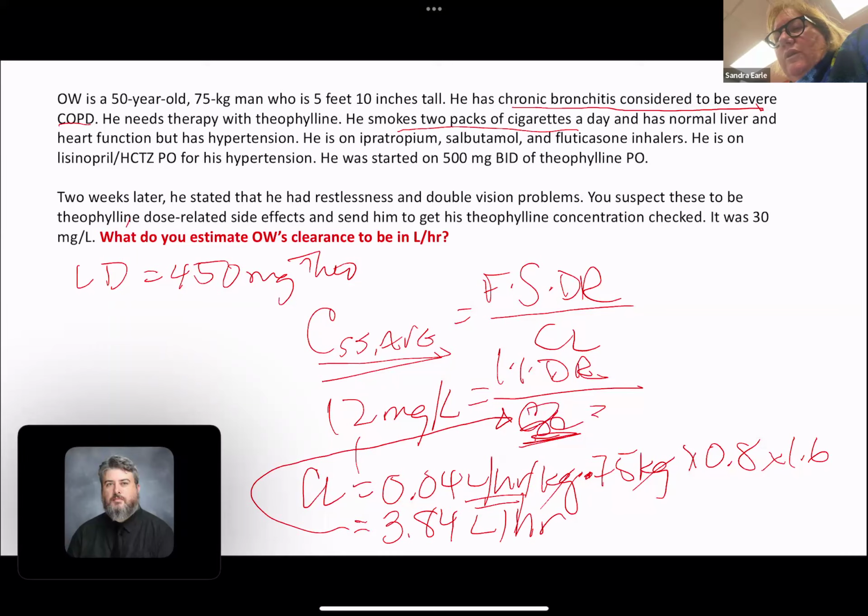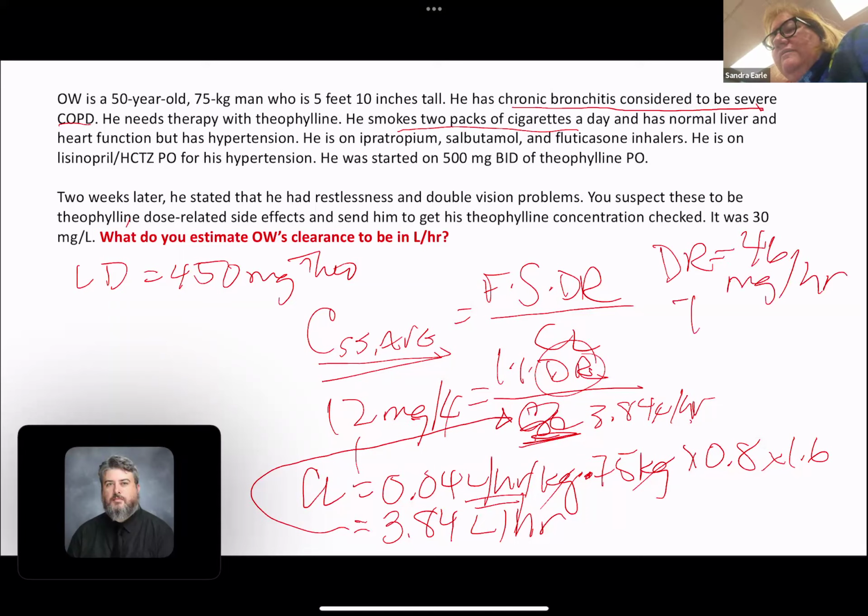So we'll put in 3.84 liters per hour, which is just a guess, isn't it? It's an educated guess, but it is a guess. Again, we're going to be canceling out these liters, so it's going to be milligrams per hour, which is a dose rate. So that's good. His dose rate is 46 milligrams per hour of theophylline. Right? So I'm going to multiply that times 24 to get a daily dose.